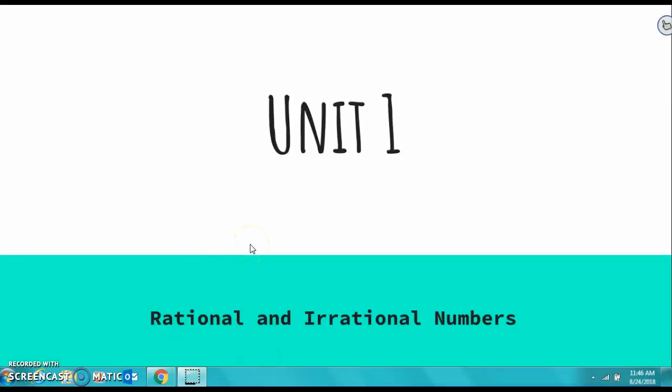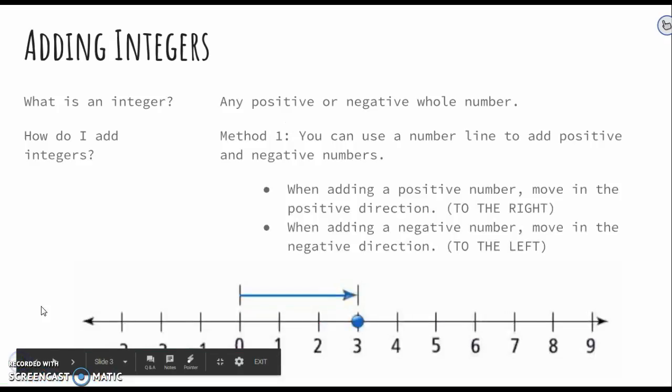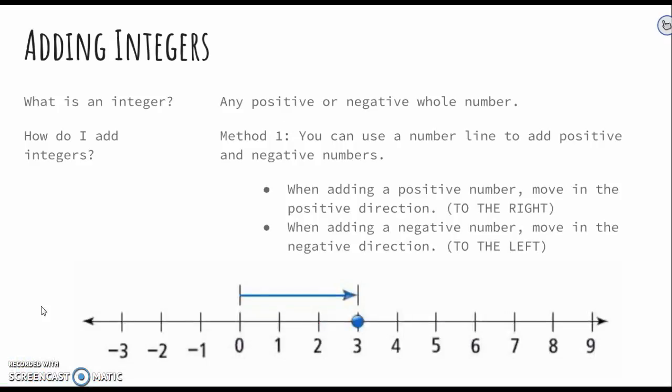Today we will begin working on Unit 1, which will cover rational and irrational numbers. Let's start by talking about what an integer is. An integer is any positive or negative whole number. We're going to begin this lesson by discussing how to add integers. Our EQ: how do I add integers?